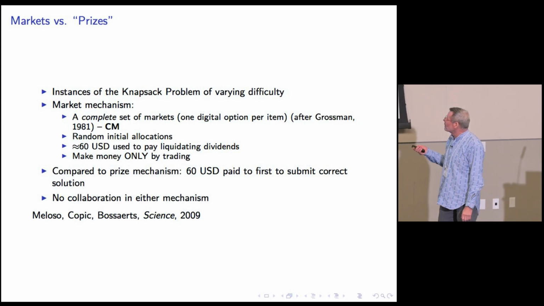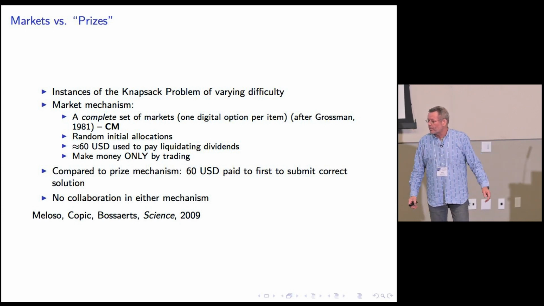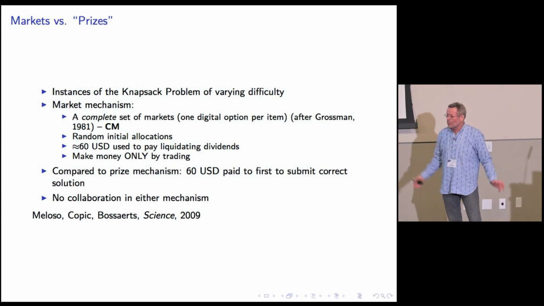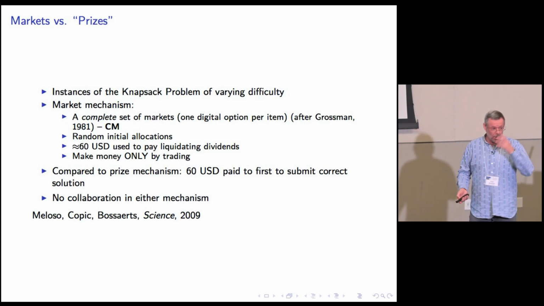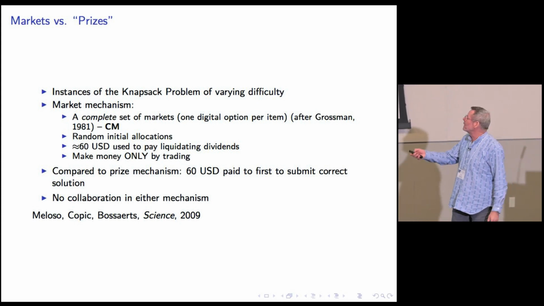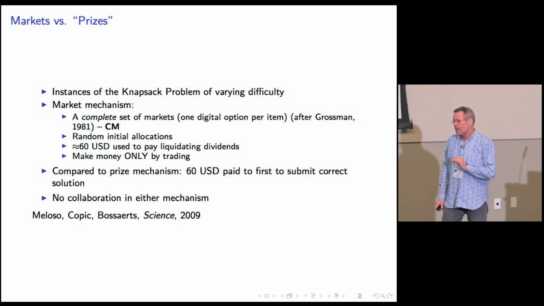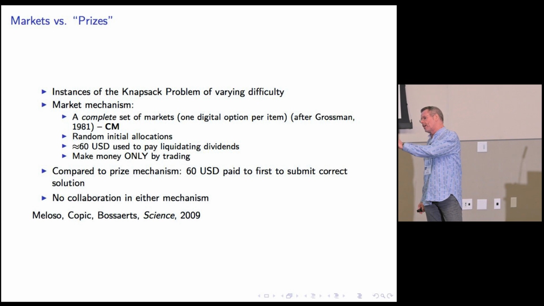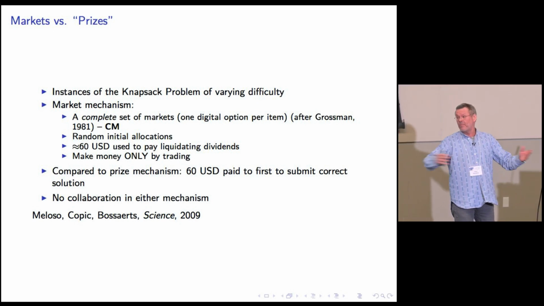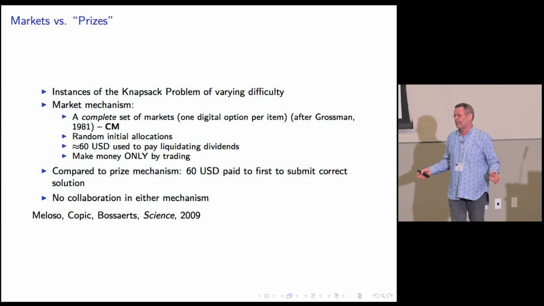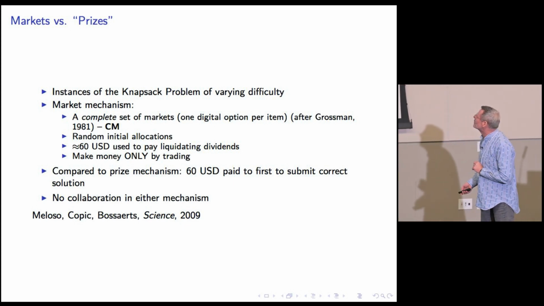Then we had a treatment where we had a market, right? So you all know we can set up markets online. They just work with an open book system. And what we did is we introduced, being asset pricing theorists, a complete set of markets. That is, we have digital options for each of the items, and that digital option paid out $1 if it was in the optimal solution and 0 otherwise. So we had 10 markets because we had 10 items. At one point we had 12 markets because there's 12 items, but that's just a little detail.